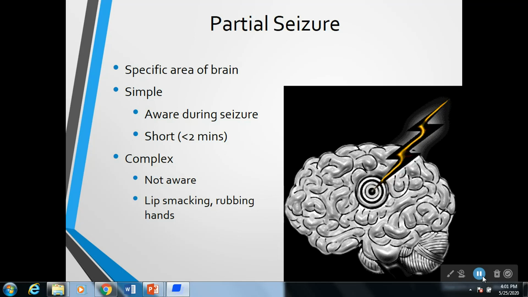With complex, they're not aware of what is happening. They may have some lip smacking, rubbing of the hands. They have a change or a loss of consciousness. They will also display what is called automatism, and that is repetitive behavior. Like I said, the blinking, the lip smacking, twitches, sometimes maybe even walking in a circle.